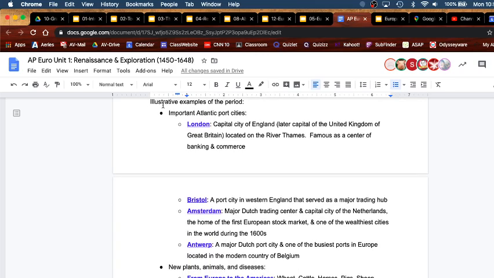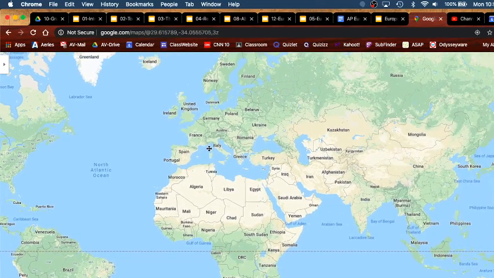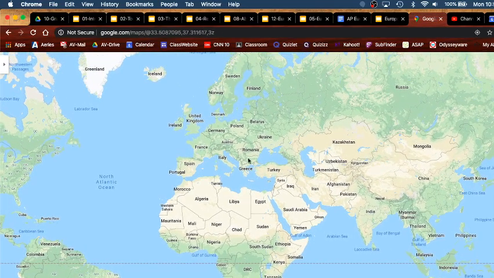The next thing talks about illustrative examples of the period: important Atlantic port cities. As was discussed before, during the Renaissance, the power in Europe was on the Mediterranean. The countries that touched the Mediterranean held the power. But Italy was beaten up at the end of the 1400s, especially by France. And with the discovery of the Americas at the end of the 1400s, the power is going to shift to the countries that touch the Atlantic.